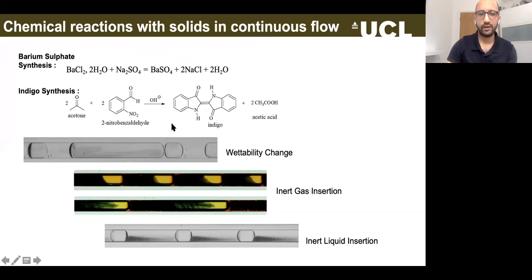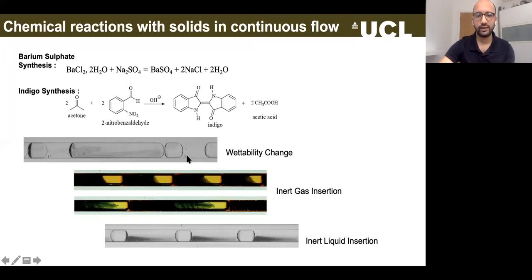So here is an example of different chemical reactions involving solids done in continuous flow. This is an inorganic reaction, and this is an organic reaction of indigo synthesis, and this is barium sulfate synthesis. This barium sulfate is a solid, and here the indigo, which is used in jeans and a lot of other fabrics, is also a solid. So we synthesize these chemicals in these flow reactors using these strategies.